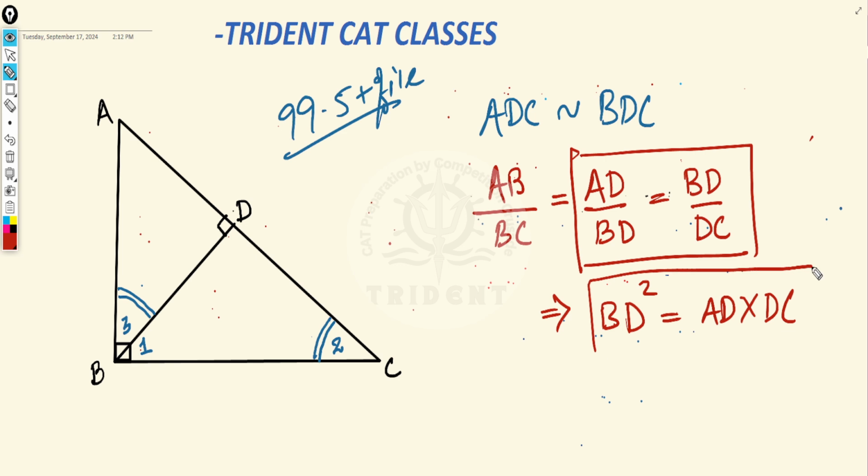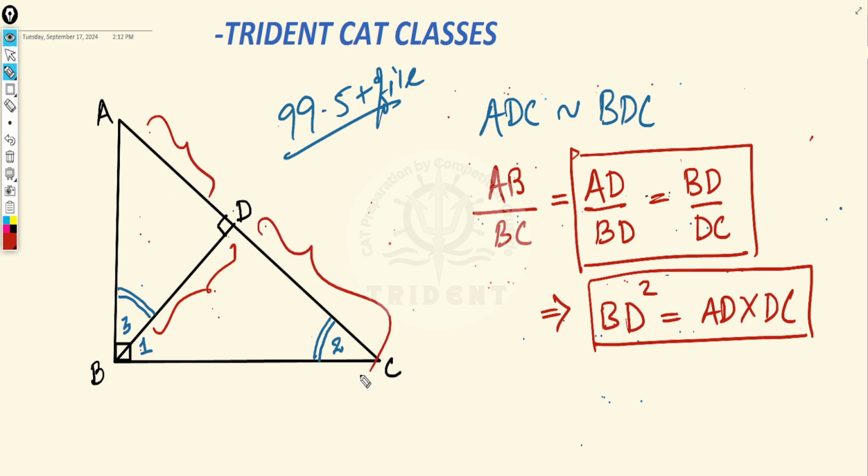Now the reason for me to showcase this, and we have already proven it, is that if you remember that this length BD, the altitude, is the geometric mean of the segments AD and DC, that also helps you. But I'm telling you that geometric mean and all that, you don't have to mug up. If your basics are in line, if you know what you're doing, nobody can beat you. Your 99.5 plus percentile is secured.